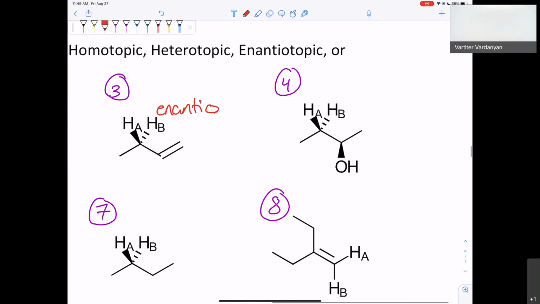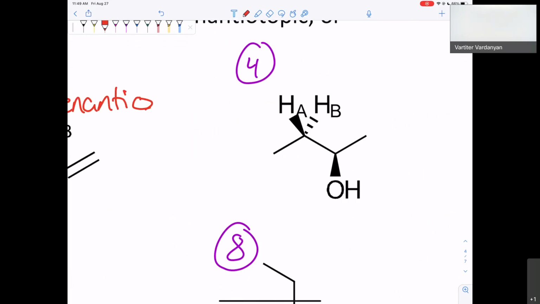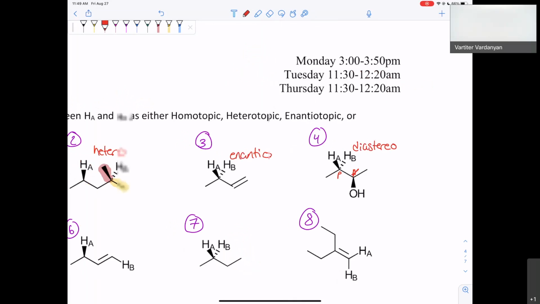Cool. What about this one? Who's your number 4? Whole room of people, nobody did it. I'll give you a hint. We did this one already. Awesome. Why is it diastereotopic? Perfect. So we have a chiral center, and this is a potential. Sweet. All right.